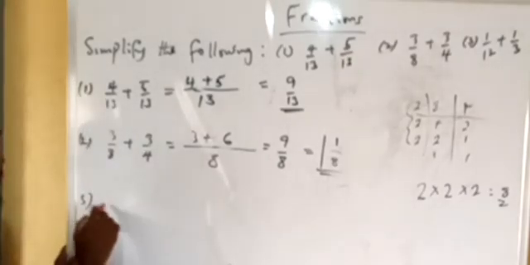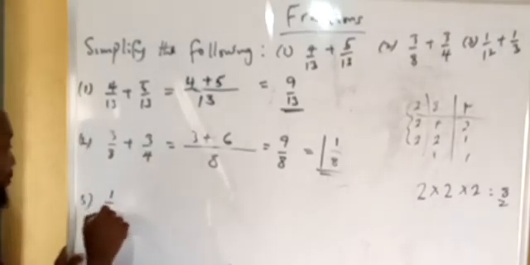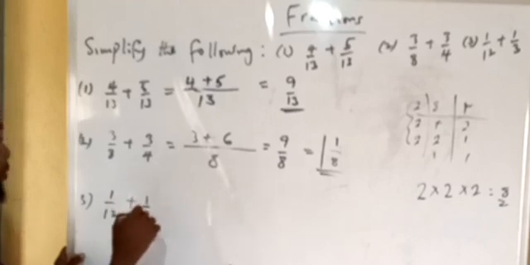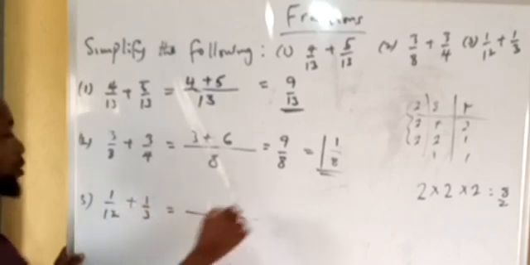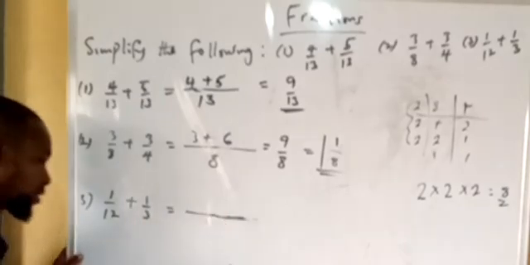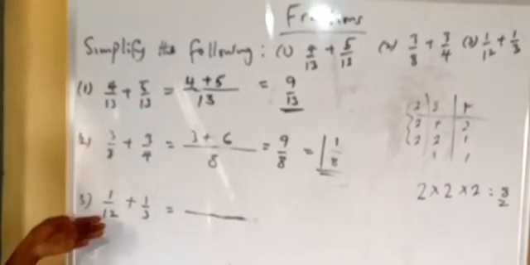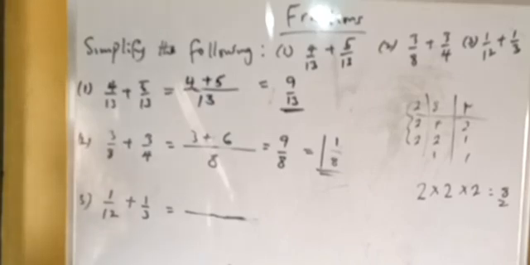Now, the number we have there is 1 over 12 plus 1 over 3. We say it is equal to, you know, it is necessary we look for the LCM. Yes. Now, what is the LCM of 12 and 3? It is possible you know it. And in case you don't know it offhand, it is not a sin. It is not a problem. Go and work it out.